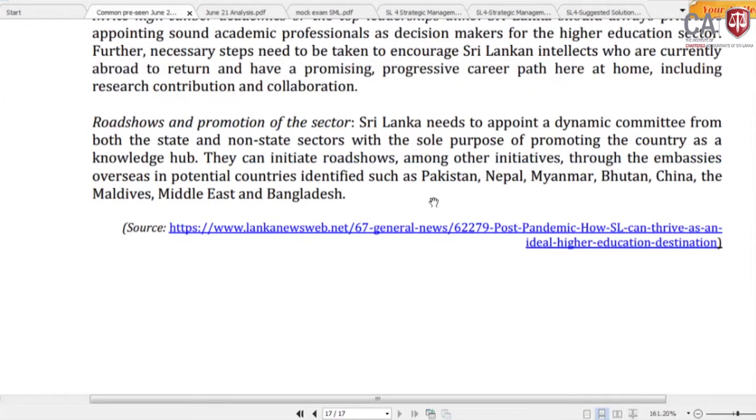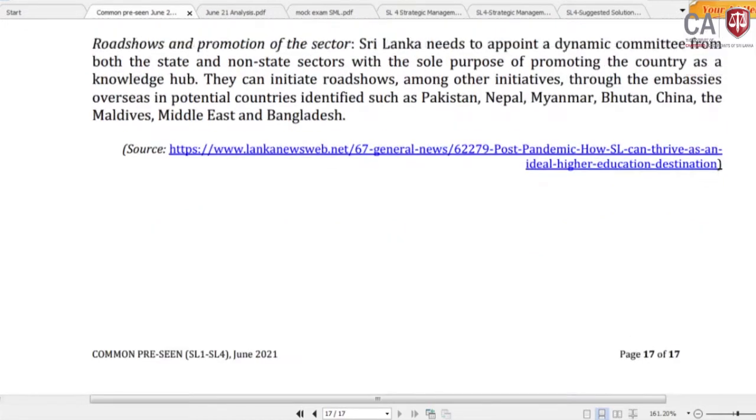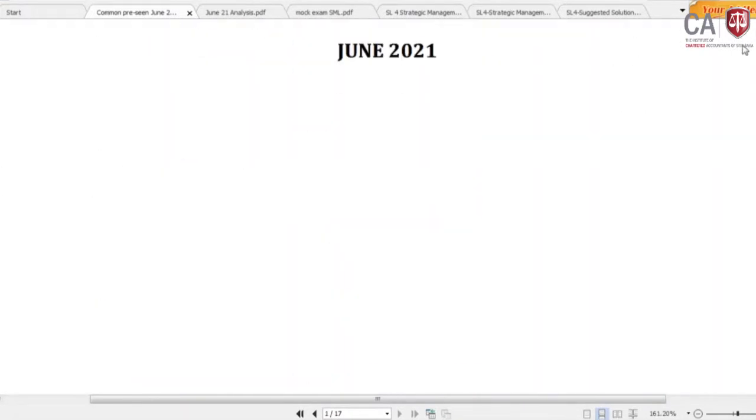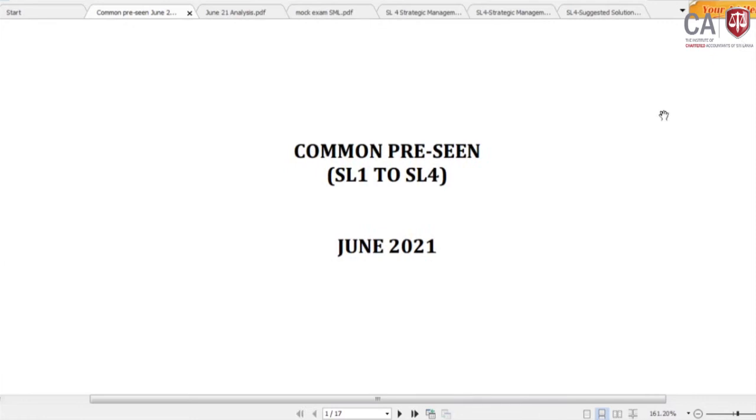So, I took very few minutes to explain what is pre-seen, what was the information in the pre-seen analysis, but you can watch that detailed video, then you can get a better idea on this.